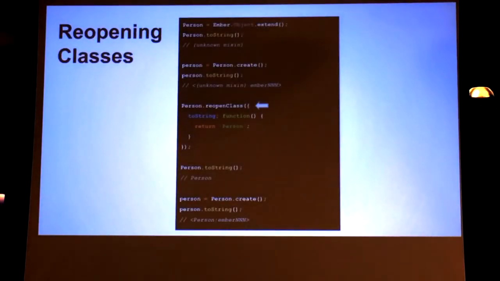So what we see is that up here, I call person toString, it says unknown Mixin, and if we create an instance, it gives us the instance representation of that. It actually refers back to its parent class toString, and then gives the Ember GUID right there. But if we now define the toString to return person, we can see down here that it's properly outputting something that looks more reasonable to us, or easier to see.